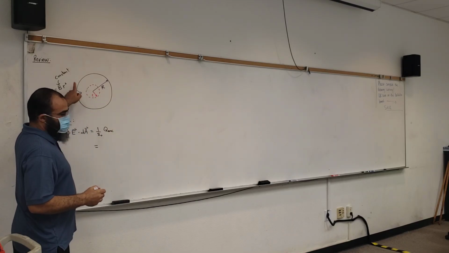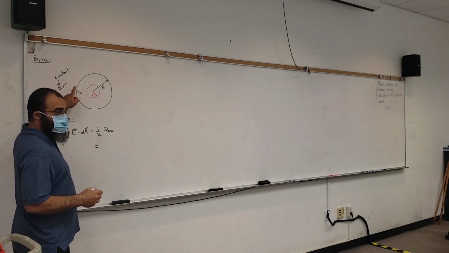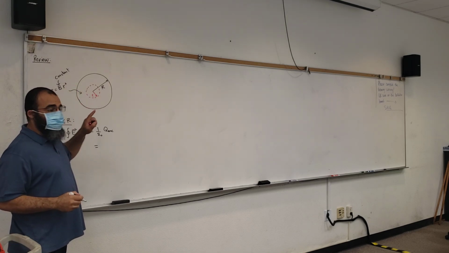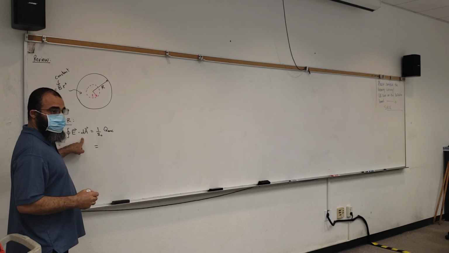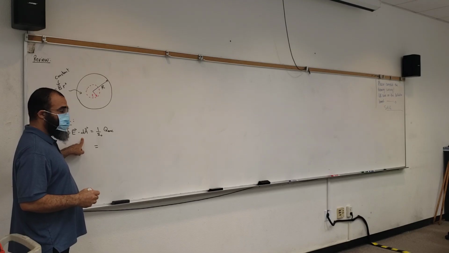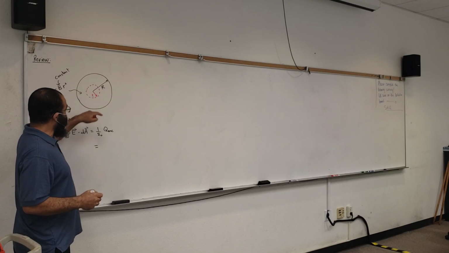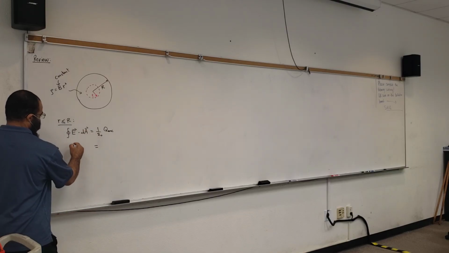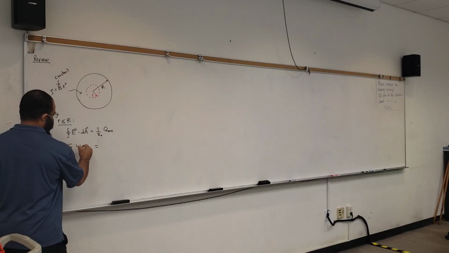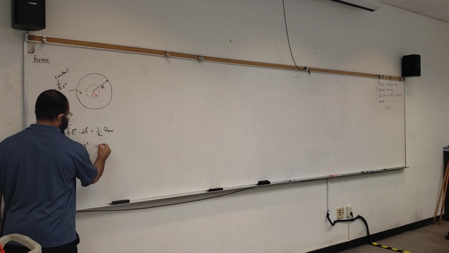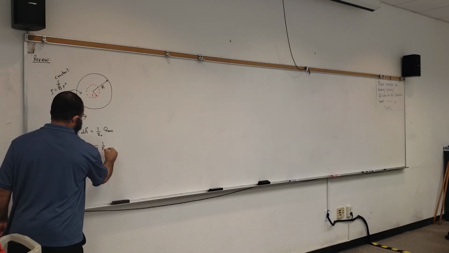The electric field is radially outward, and the area is radially outward, so the dot product becomes E dA, and then becomes EA, and the surface area of the sphere of radius r is 4 pi r squared. It becomes E times 4 pi times r squared. Here I have 1 over epsilon naught.